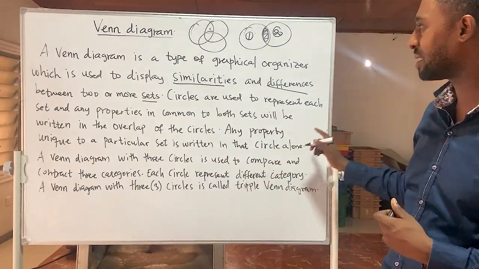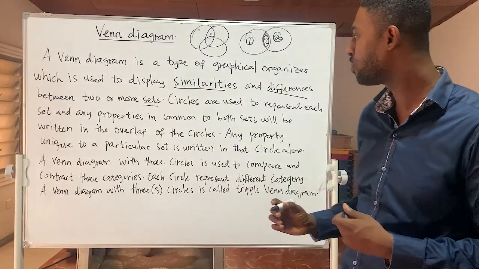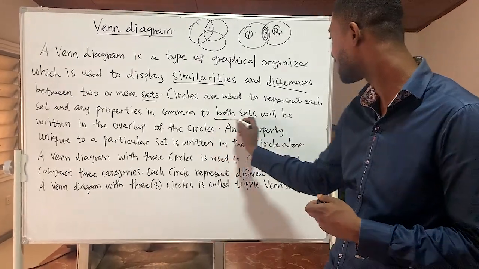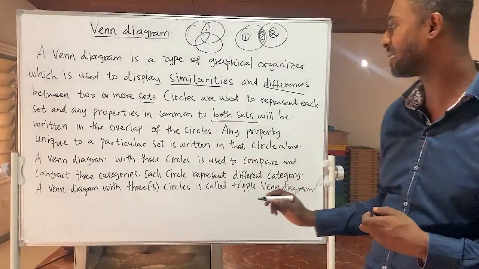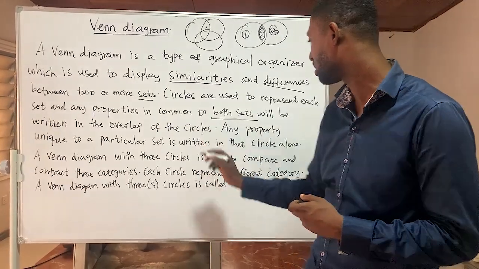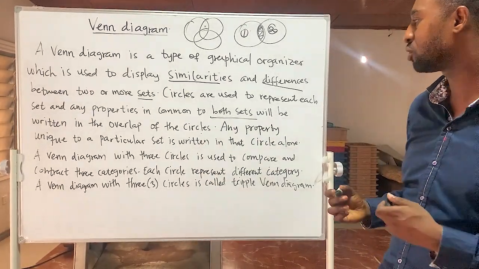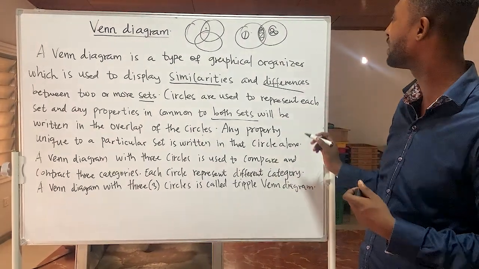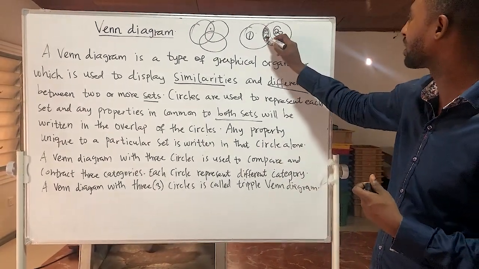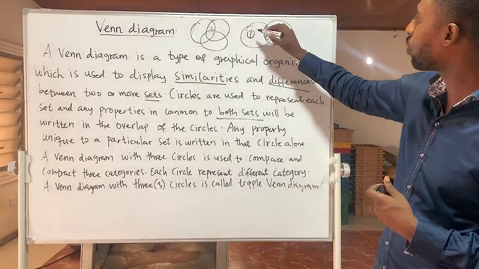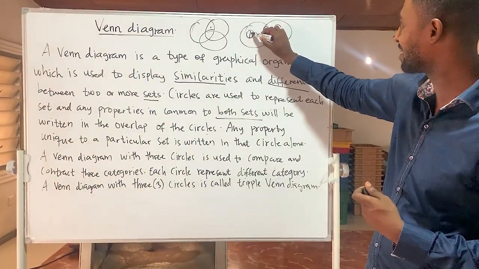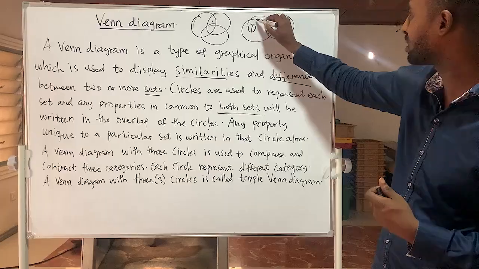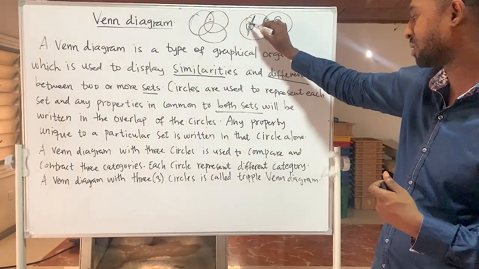Circles are used to represent each set, and any properties in common to both sets will be written in the overlap of the circles. Any property unique to a particular set is written in the circle alone. So once you've written what is common to both circles, what is now unique, the one which circle 1 has and 2 does not have, that is what we write here.